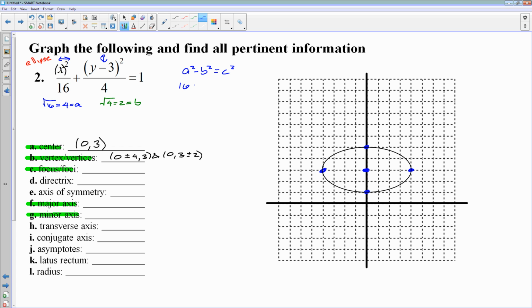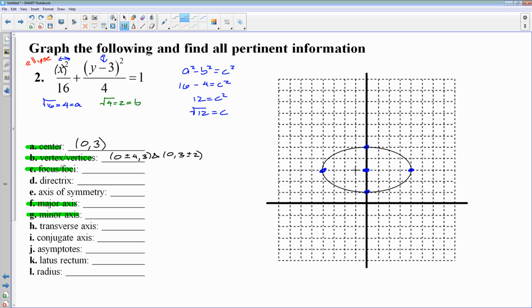4 squared is 16. b squared is 4 equals c squared. 12 equals c squared, which means the square root of 12 equals c. And I'm not going to bother simplifying that. I think simplifying some things is kind of silly. So the square root of 12 is going to be how I get to my foci.